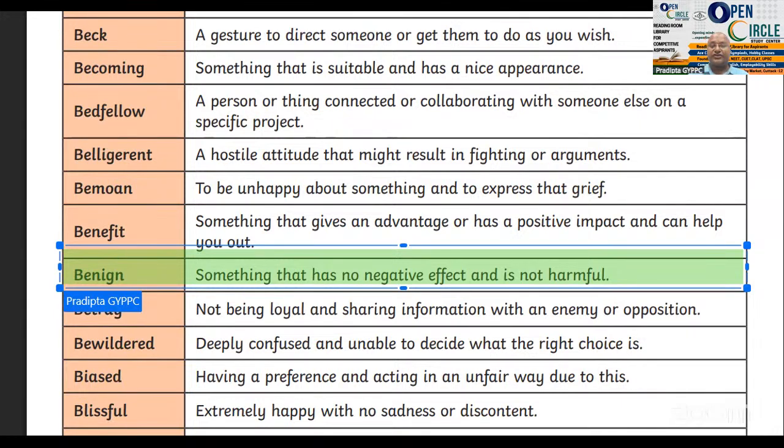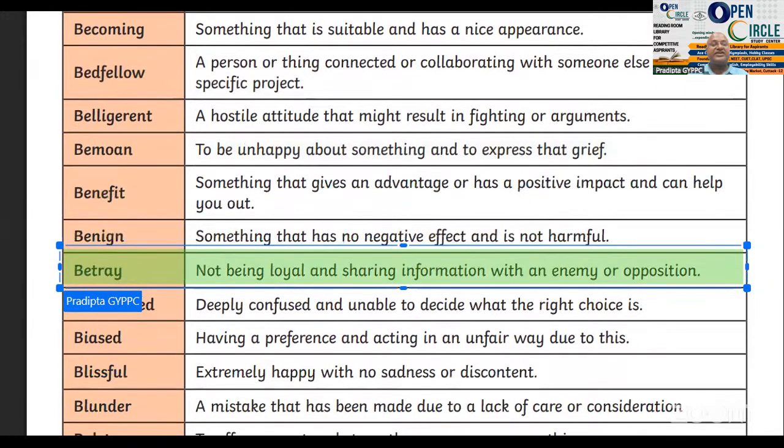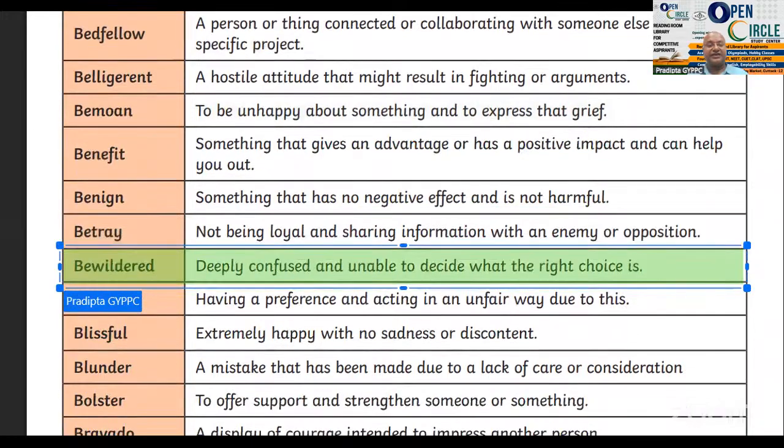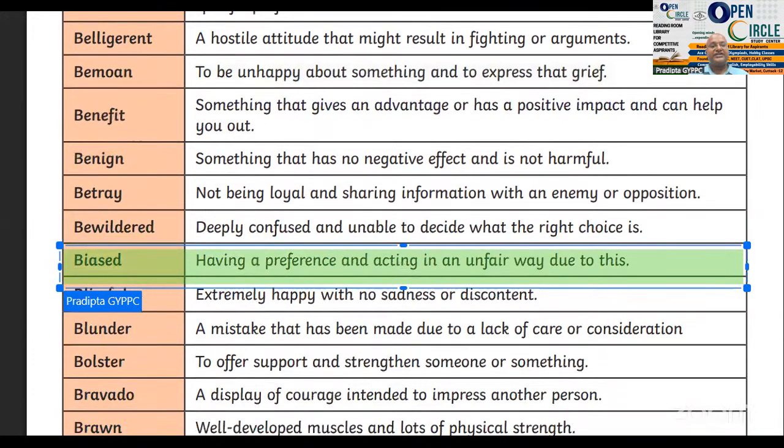Clear? Next one. Betray. Betray means to cheat. He betrayed. Bewildered. Well, I studied this as an adjective last year. Who can say? Confused, not being able to decide a way. He was bewildered among so many choices. Deeply confused.